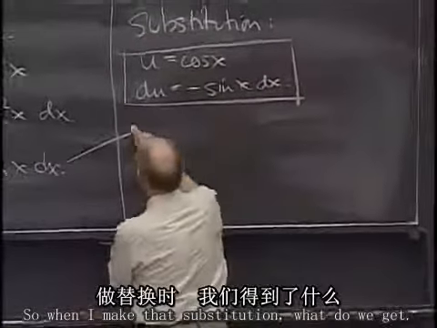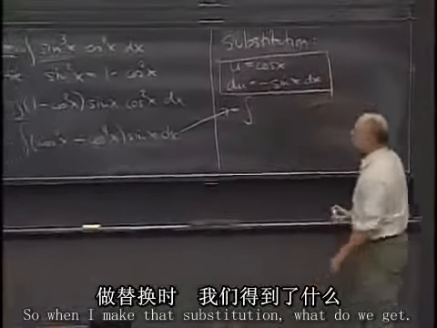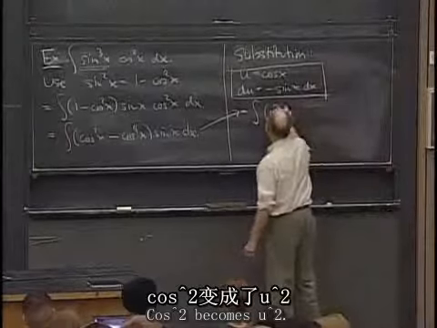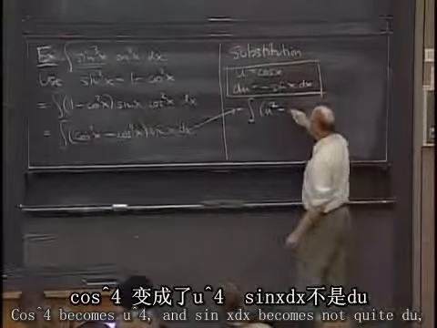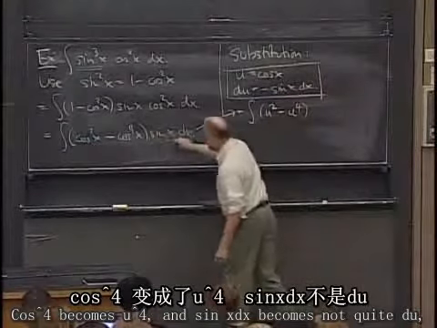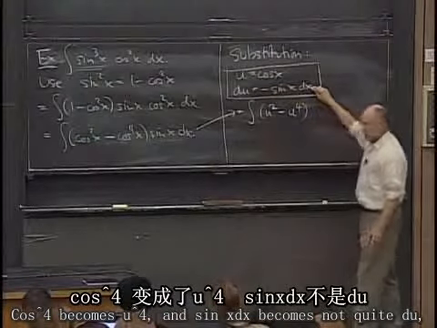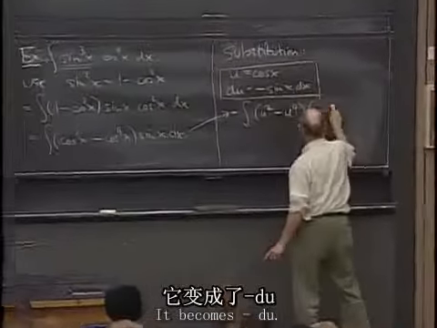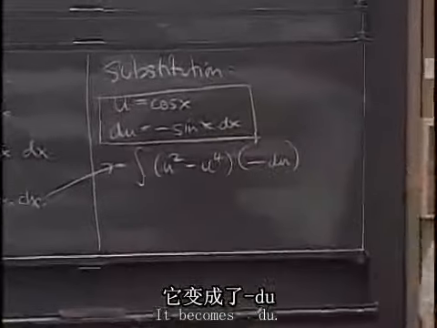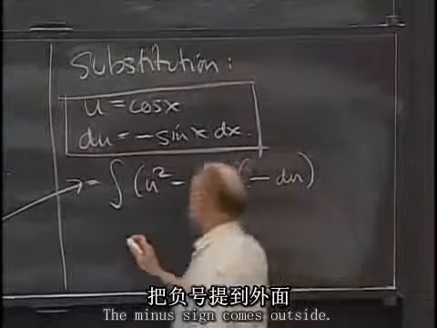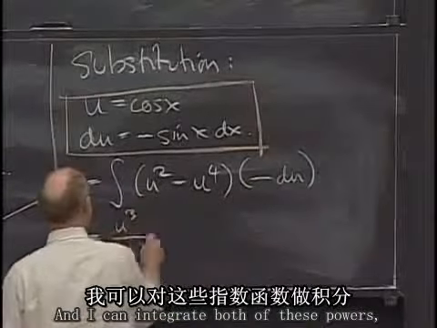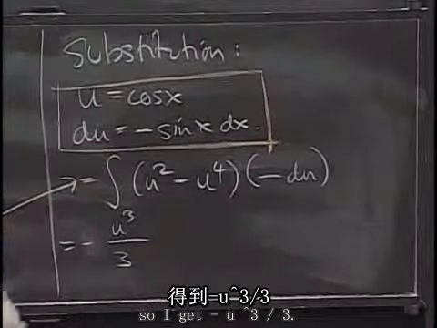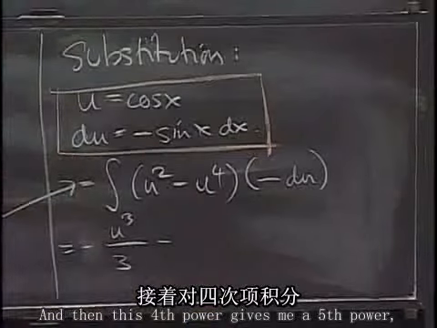And so when I make that substitution, what do we get? Cosine squared becomes u squared. Cosine to the fourth becomes u to the fourth. And sine of x dx becomes not quite du. Watch for the sign. Watch for this minus sign here. It becomes minus du. But that's OK. The minus sign comes outside, and I can integrate both of these powers. So I get minus u cubed over 3. And then this fourth power gives me a fifth power when I integrate.